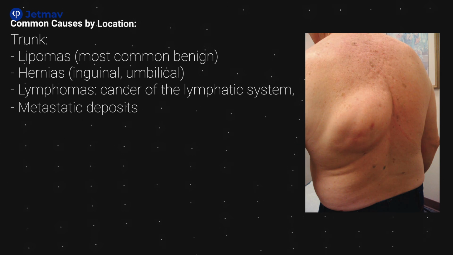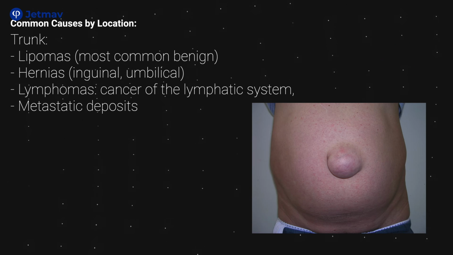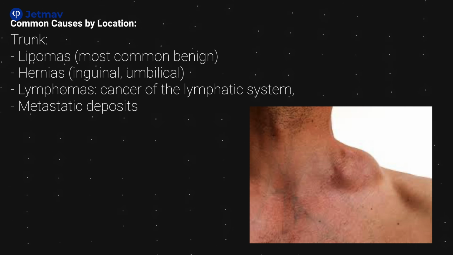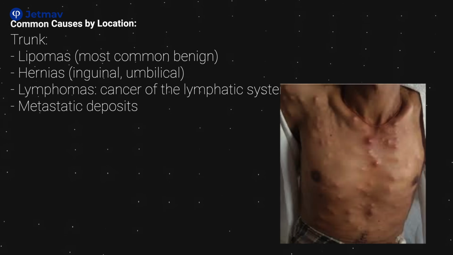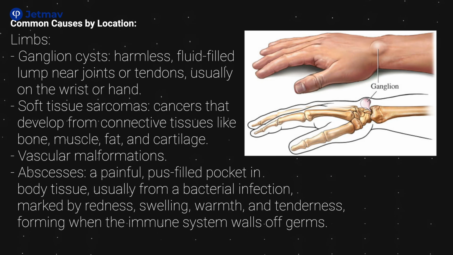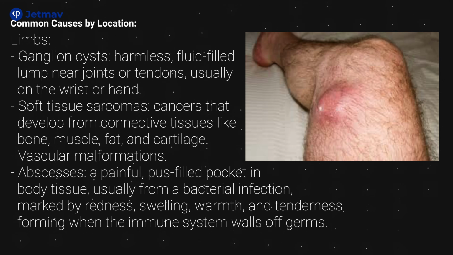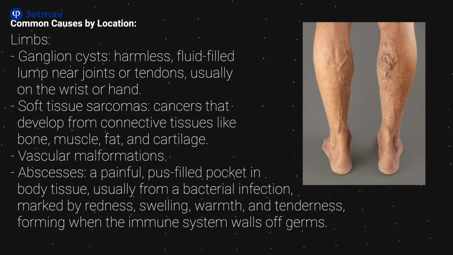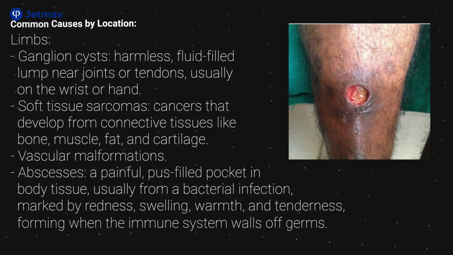In the trunk, you can have lipomas as well. You can also have hernias, which include the inguinal and umbilical hernia. You can also have lymphomas. You can also have metastatic deposits around the trunk. In the limbs, you can have ganglion cysts, which are harmless fluid-filled lumps near joints or tendons, and that usually occur at the wrist or the hand. We can also have soft tissue sarcomas, which are cancers that develop from connective tissues like bone, muscles, fat, and cartilage. We can also have what we call vascular malformations. We also have abscesses in the limbs.